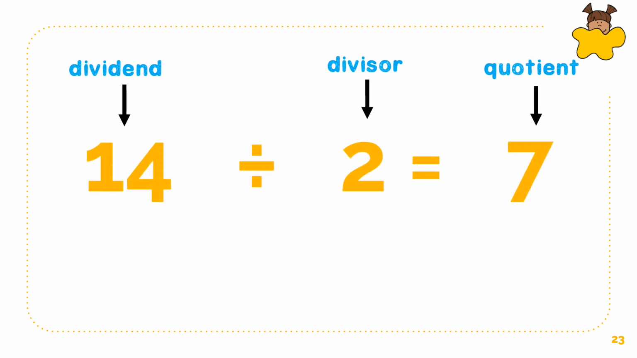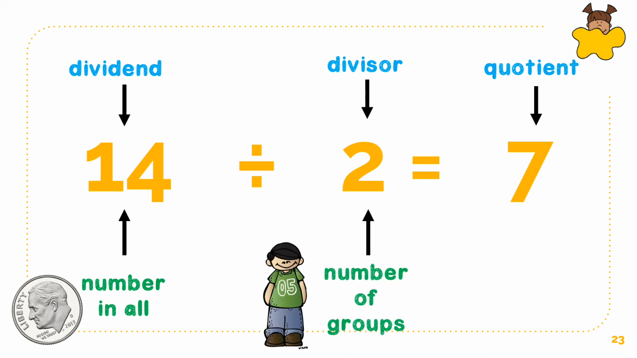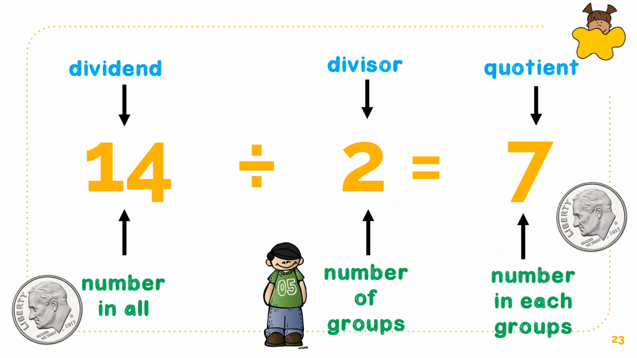We are now going to look at the division sentence for this problem. The first number represents the number of dimes that I had in all. The second number represents the number of groups. In this case, there were 2 people, Danielle and Edgar, who were sharing the 14 dimes. The last number tells me how many dimes Danielle and Edgar each received. They received 7 dimes.